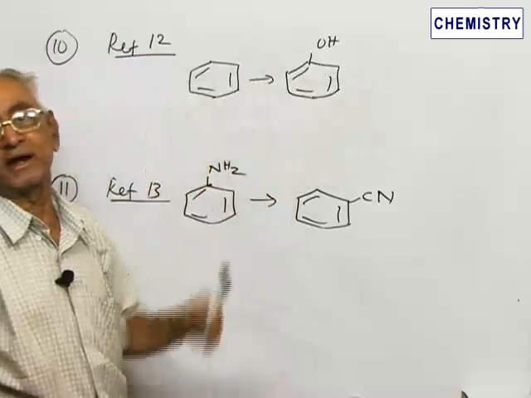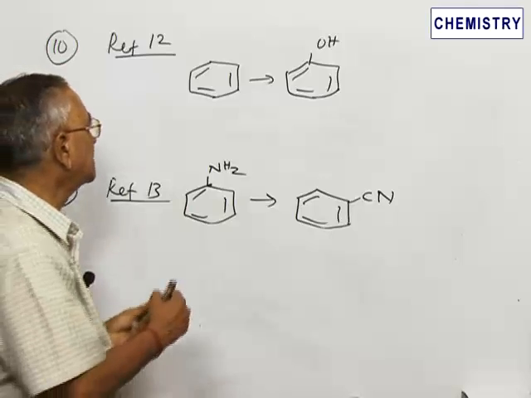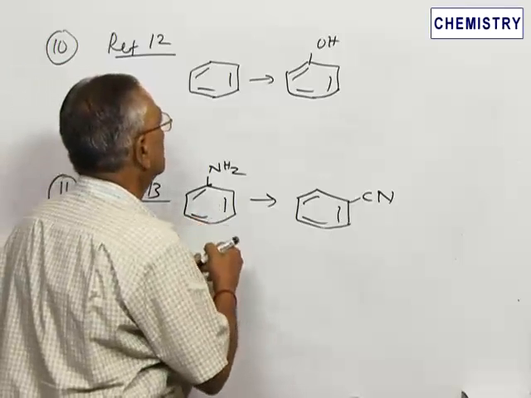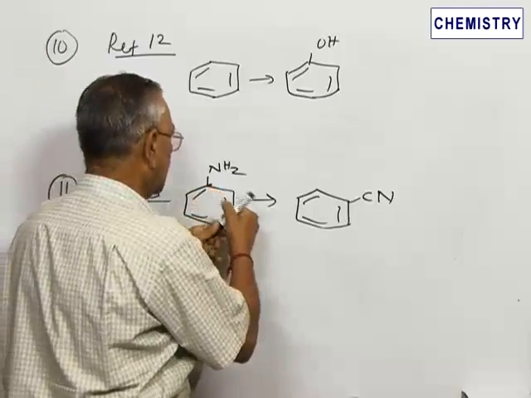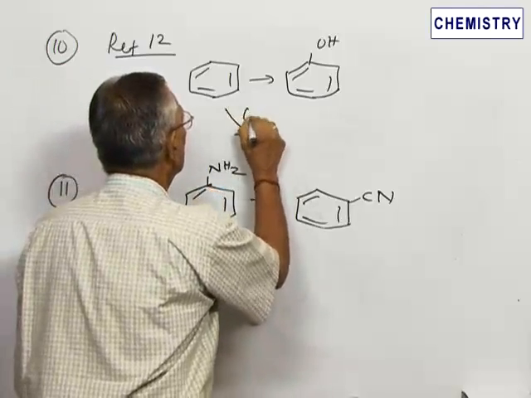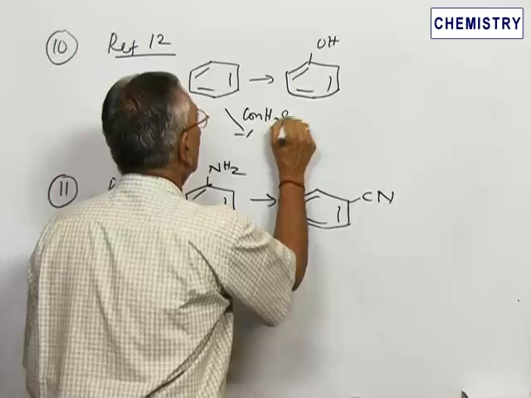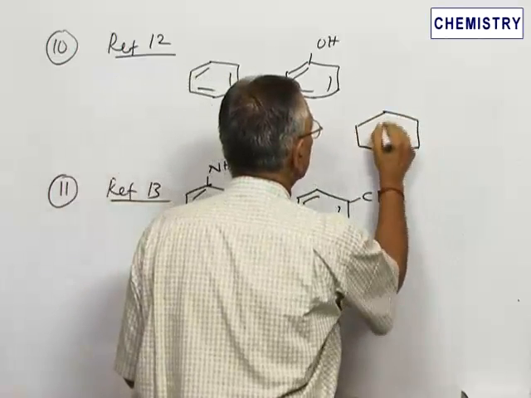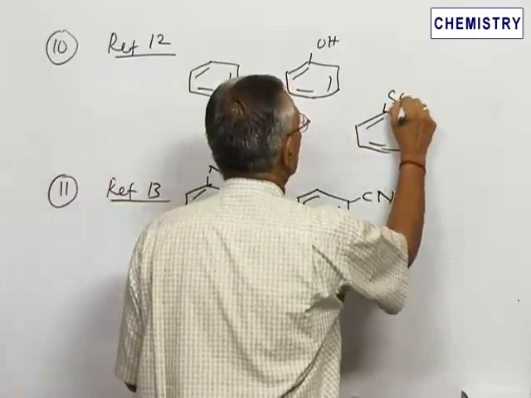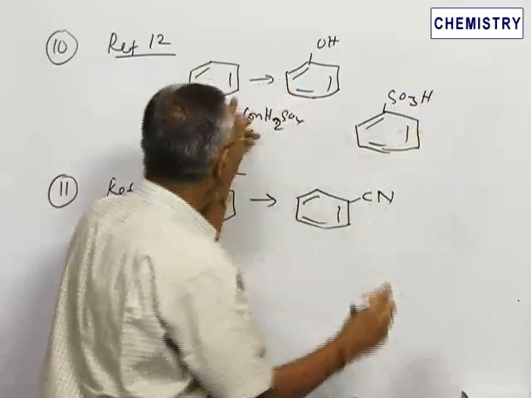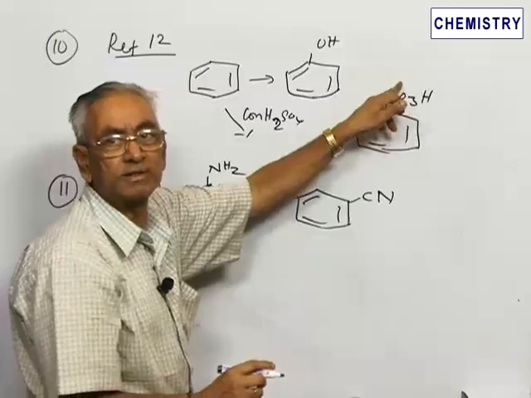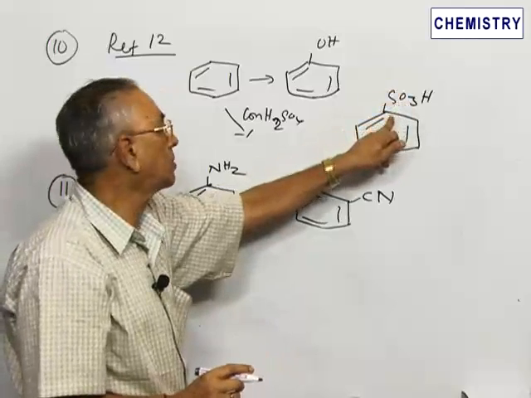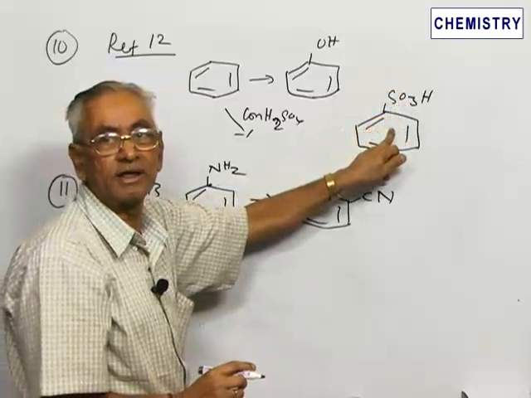Benzene can be sulfonated. Treat this with concentrated sulfuric acid. This process is known as sulfonation. This will give rise to benzene sulfonic acid, C6H5SO3H. SO3H is being introduced. This is known as a sulfonation process, and this compound is referred to as benzene sulfonic acid.